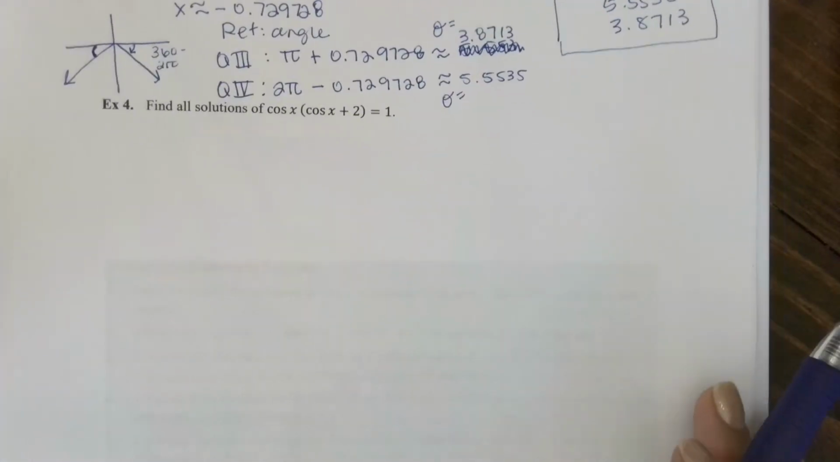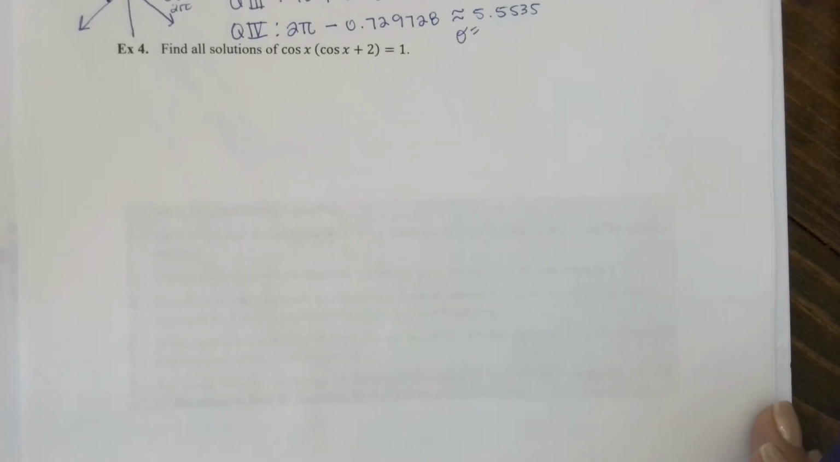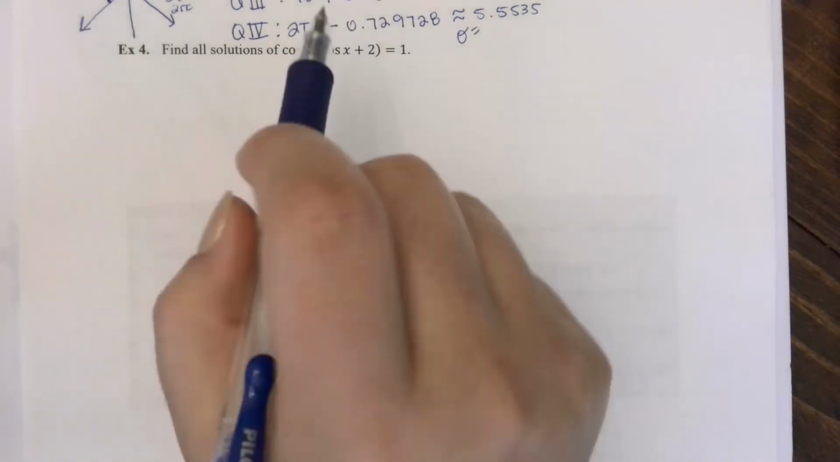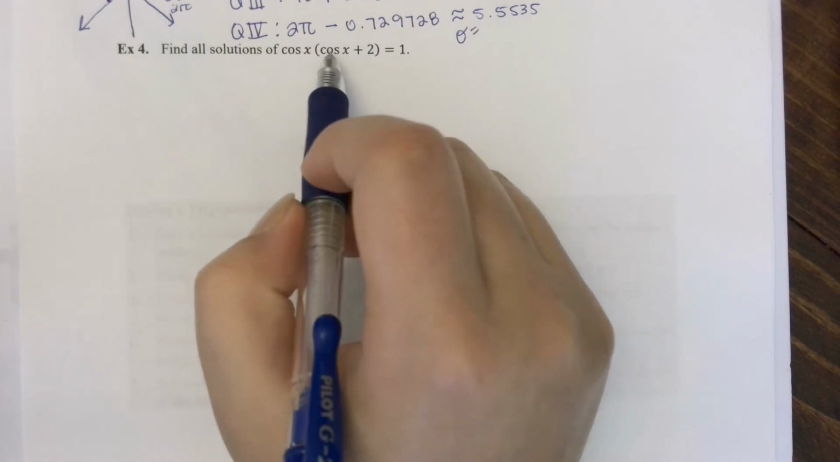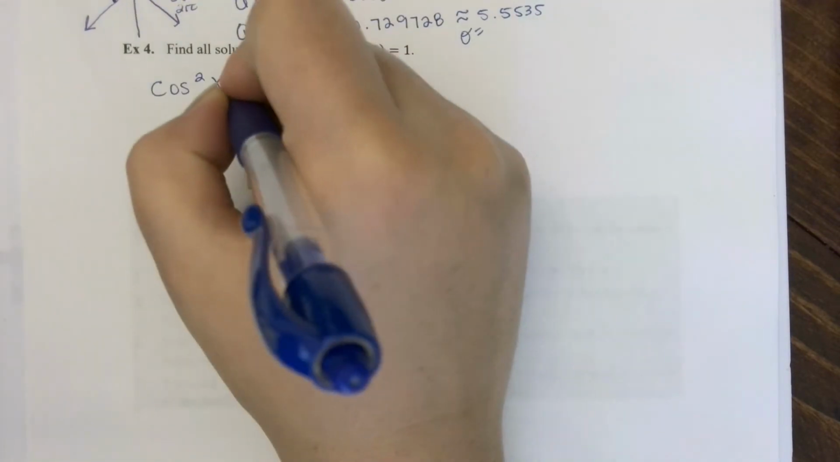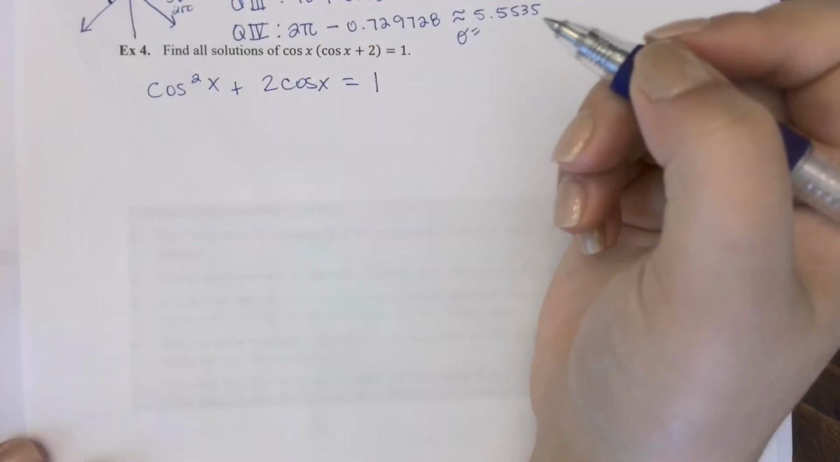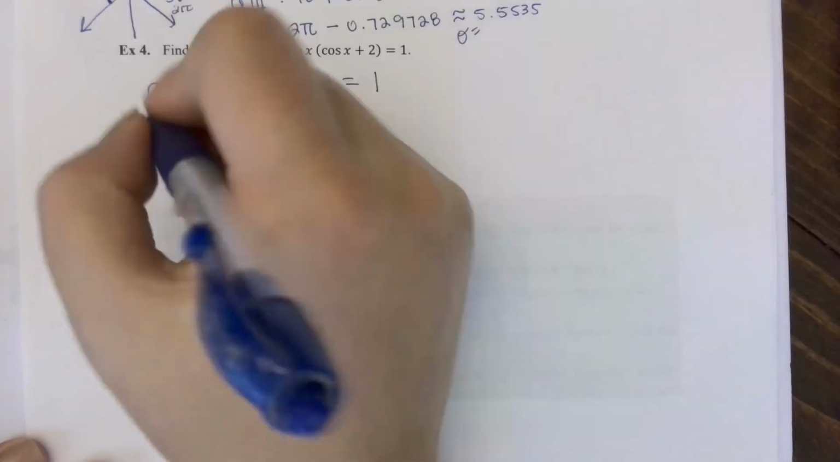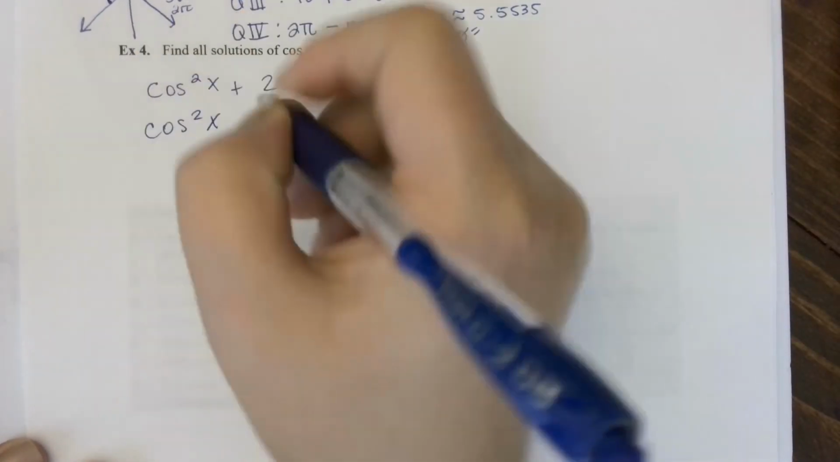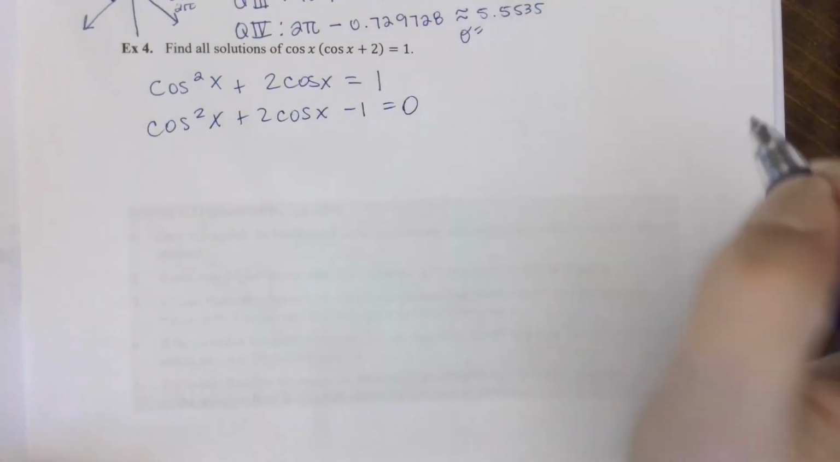Alright, so example 4, find all solutions of cosine x times cosine x plus 2 equals 1. Okay, so first we want to use the distributive property. So we want to distribute this cosine x to everything inside the parentheses. So we have cosine squared plus 2 cosine x equals 1. And then we're going to subtract the 1 to the other side. So cosine squared x plus 2 cosine x minus 1 equals 0.